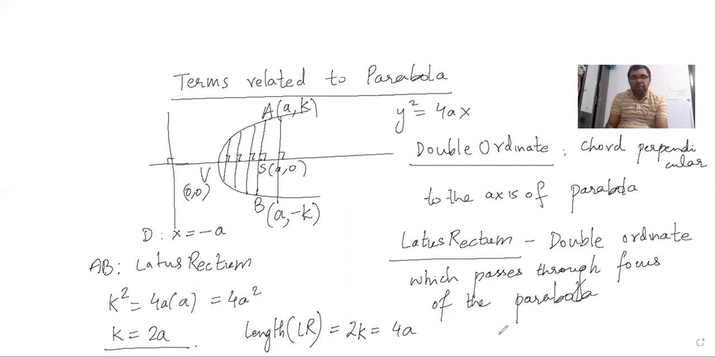And then if you want to find the equation, we can simply write the equation will be x is equal to a, because LR is parallel to the y-axis. The tangent at the vertex of the parabola is the y-axis, and this chord AB is parallel to the y-axis. Any line which is parallel to the y-axis, its equation is x is equal to constant. So the equation of the latus rectum is x is equal to constant, and since it passes through the focus whose coordinates are a comma 0, the equation of LR will be x is equal to a, right? So this is how we got the equation of the LR.